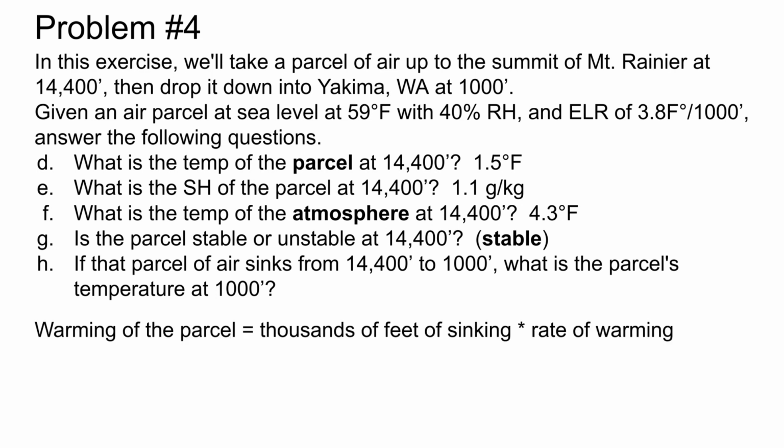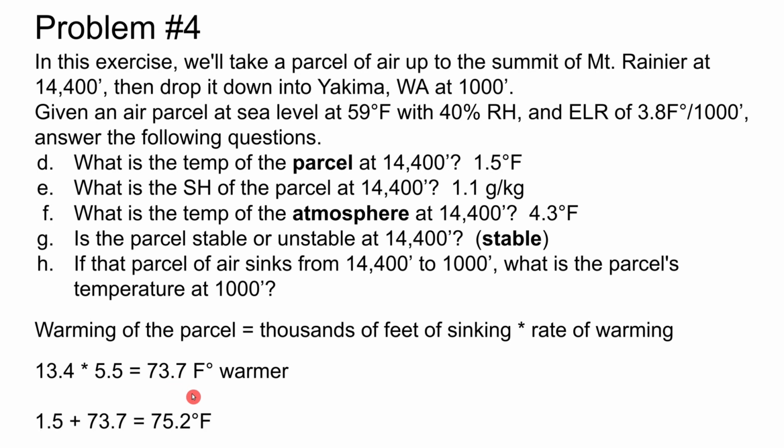In fact, that parcel is going to sink from 14.4 down to 1,000 feet. So to figure out how much it's going to warm, thousands of feet of sinking times the rate of warming. It's going to sink 13.4 thousand feet. It's going to warm up at the dry rate. A sinking parcel warms at the dry rate, so it's going to be 73.7 degrees warmer. 1.5 was its temperature at the summit. As it sinks, it's going to warm 73.7 degrees, so its new temperature is going to be 75.2 degrees.